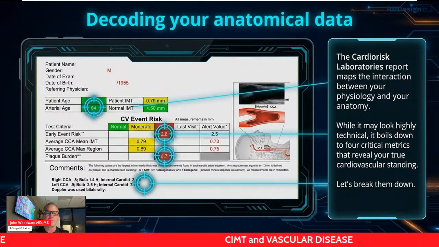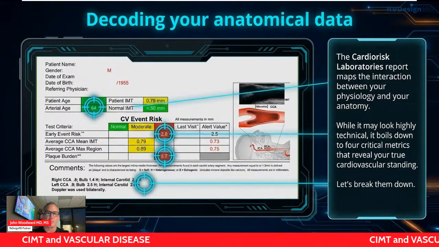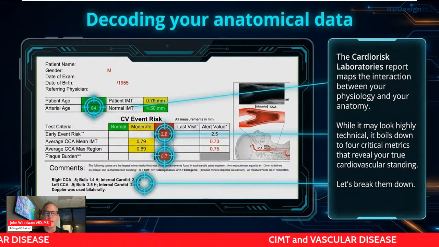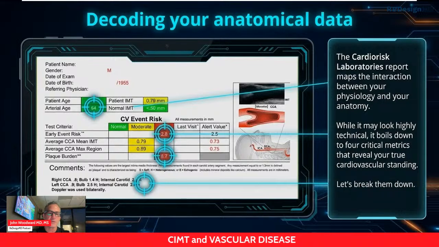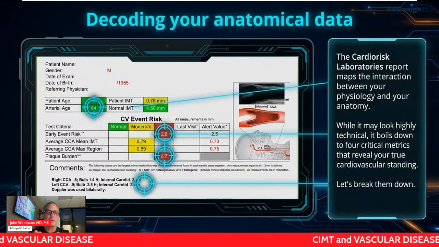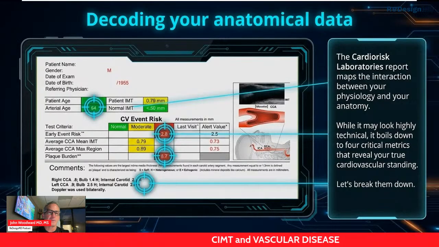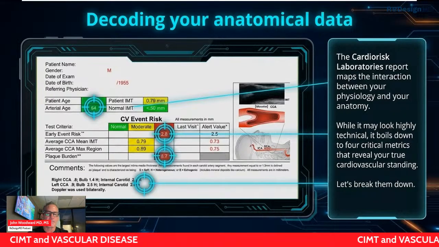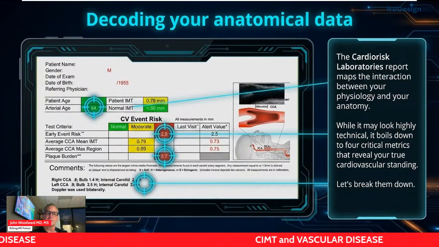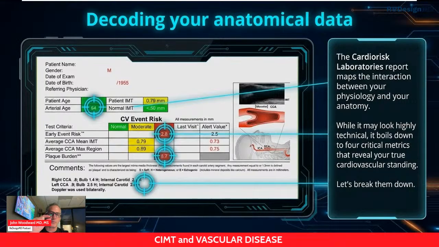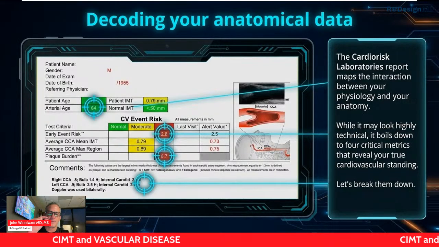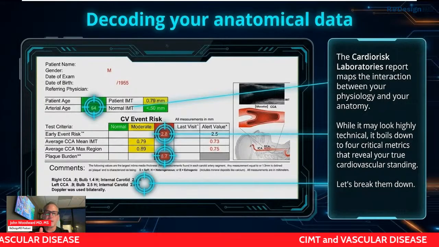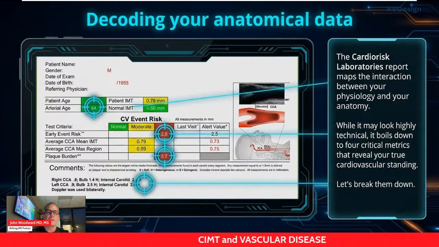Let's talk about some of the key factors here and look at your arterial age, your early event risk, what is the plaque burden, what is your max region, and how do we measure plaque? I'm going to explain that right now, and these are important markers. Cardio Risk Laboratories does a fantastic job at really decoding your anatomy. With arterial age, we look at how thick your arterial wall is, the intima media thickness, and then we plot it against your age cohorts. We'll show you that.